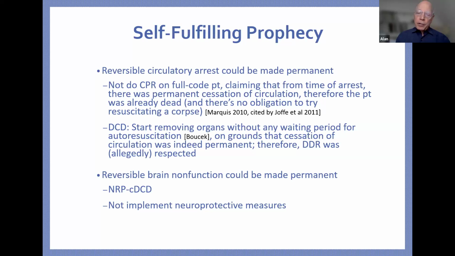Now, in terms of brain function, reversible brain non-function could be made permanent, in the context of DCD, by ligating the arteries that supply the brain. But even in the brain death context, the reversible brain non-function could be made permanent by not implementing neuroprotective measures that are otherwise available.